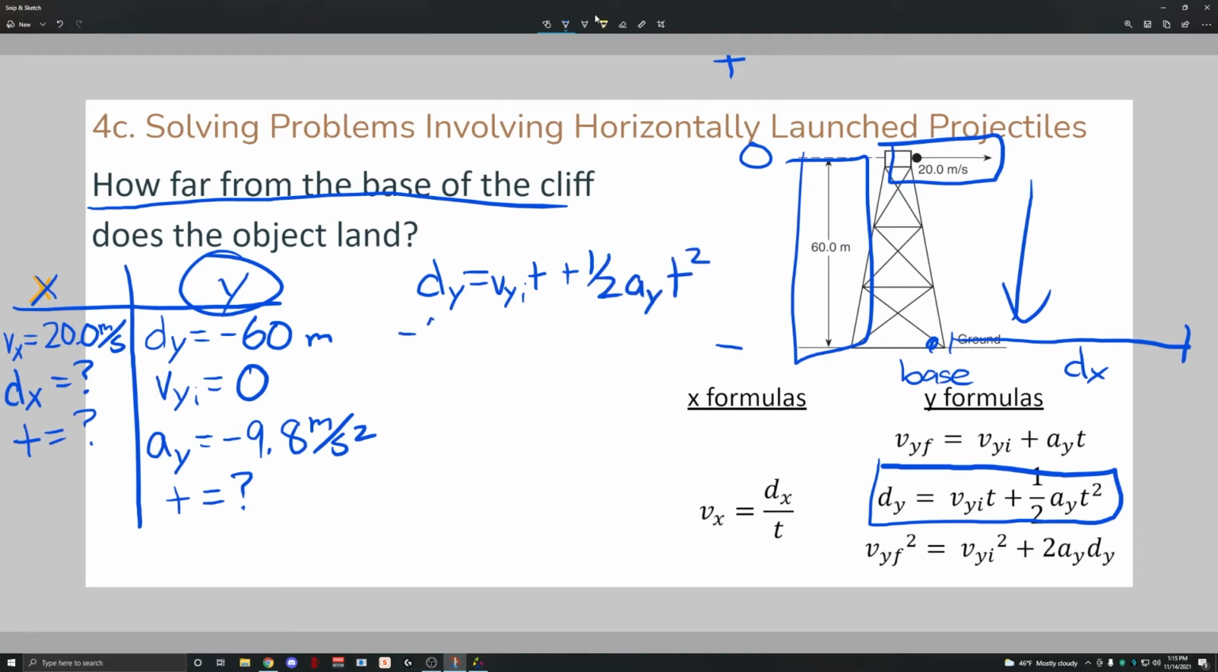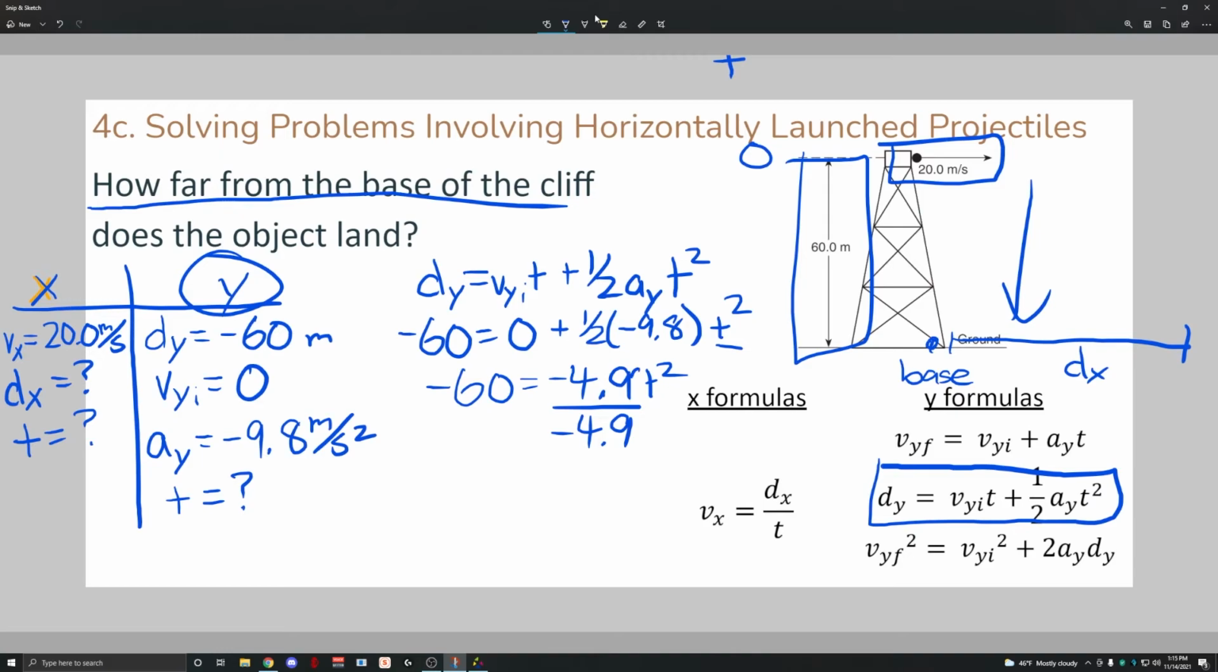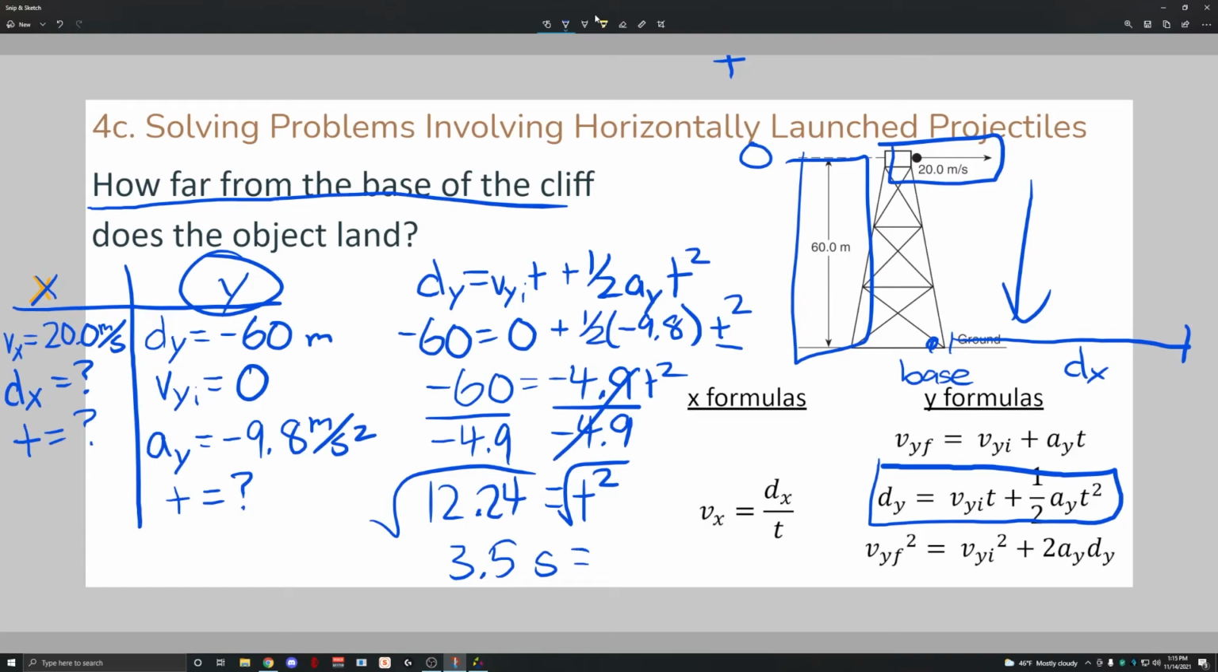So dy is negative 60. Vyi is 0. a is negative 9.8. t squared. So negative 60 is equal to negative 4.9 t squared, divided by negative 4.9. So 60 divided by 4.9 gives me something. I think it's like 12.24. And you square root both sides, and you get 3.5 seconds is equal to t.